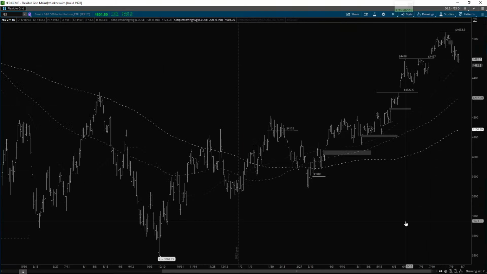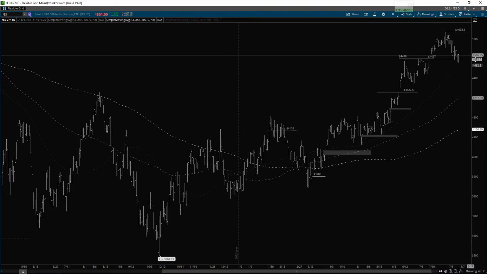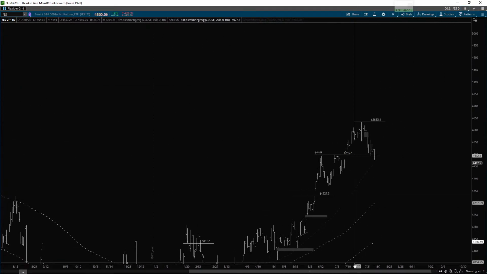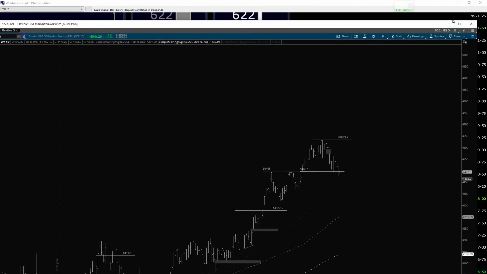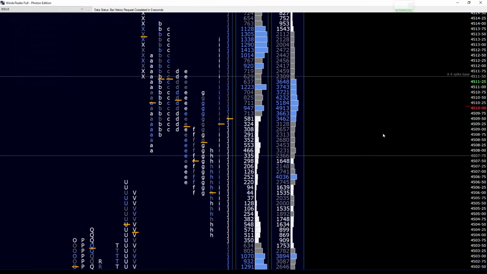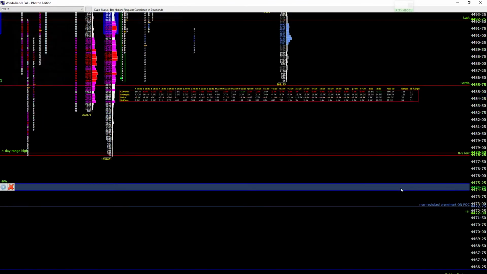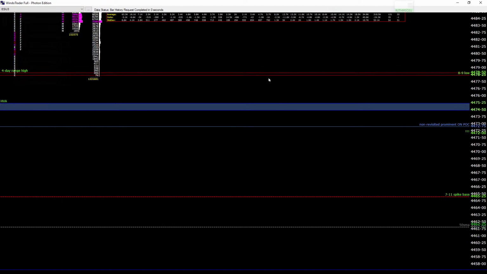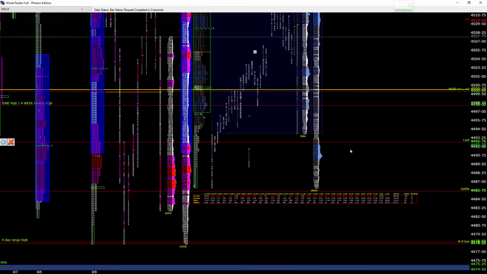The daily is at this critical level here. Oh, look at this. The 50 is right there. 50 is 44.62. What is 44.62? 44.62. Right here. What do we have here?